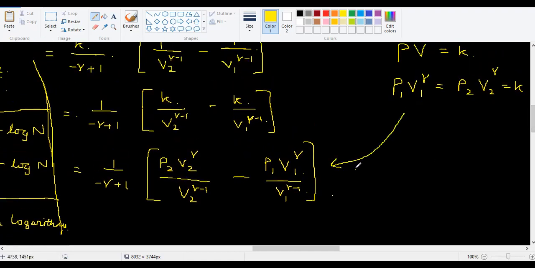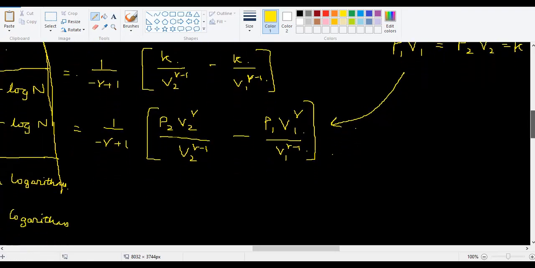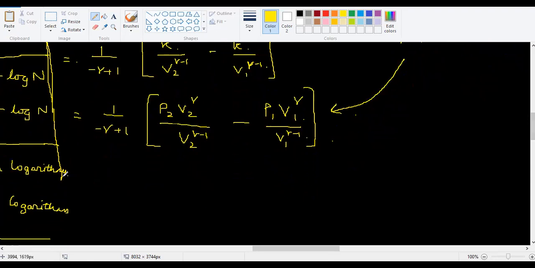This might be slightly confusing, so please take a look at it. I'm just saying that this is equal to this, which happens to be equal to the constant value. So just to make it easy for me to cancel this out, here I'll be writing in terms of P2 V2. Here I'll write it in terms of P1 V1. That's all. Anybody not following, please stop me.